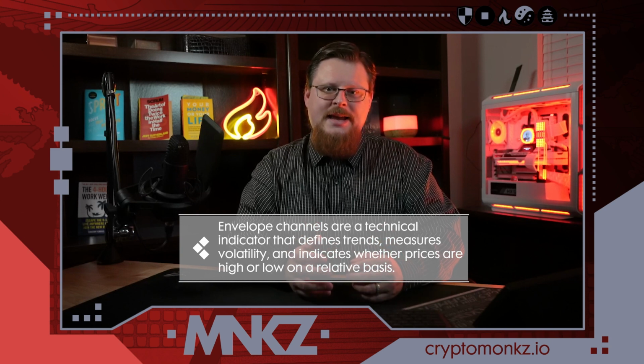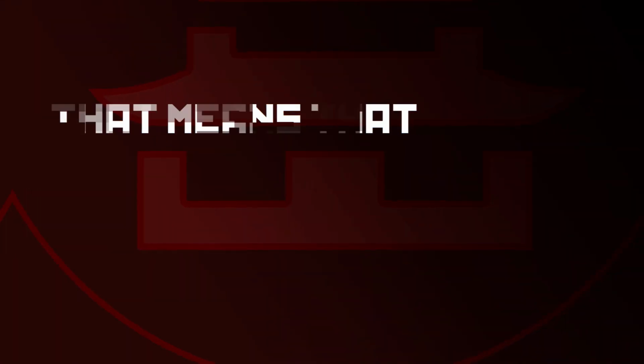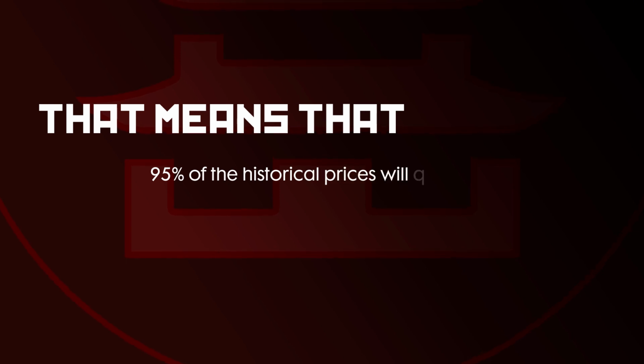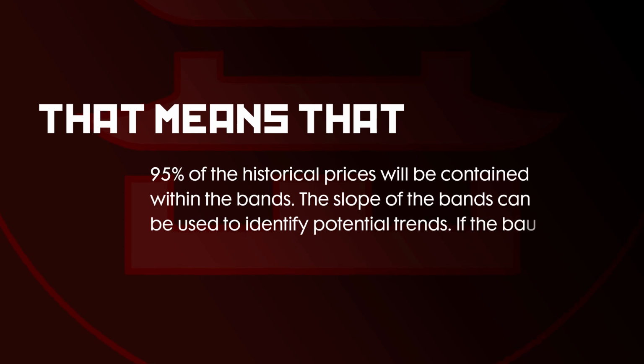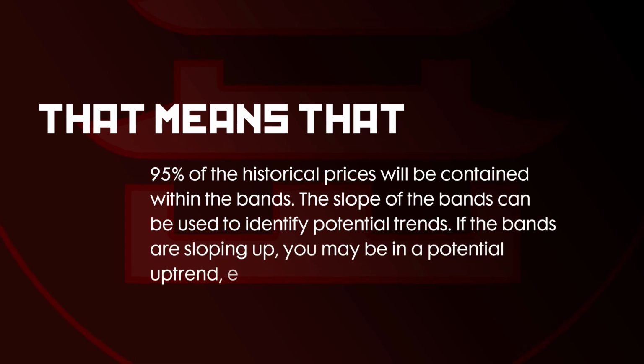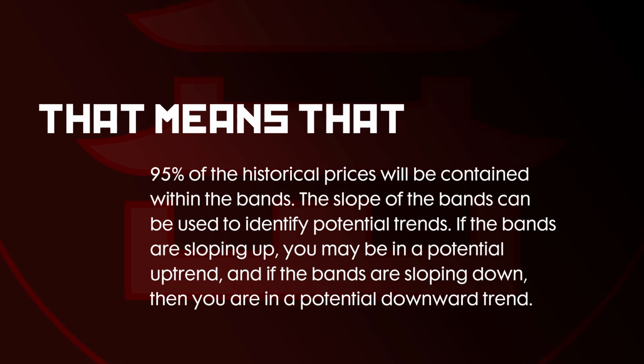Envelope channels are a technical indicator that defines trends, measures volatility, and indicates whether prices are high or low on a relative basis. Bollinger Bands are a specific type of envelope channel that are typically plotted two standard deviations above and below a 20-period simple moving average. That means 95% of the historical prices will be contained within the bands. The slope of the bands can be used to identify potential trends. If the bands are sloping up, you may be in a potential uptrend, and if the bands are sloping down, then you're in a potential downtrend.